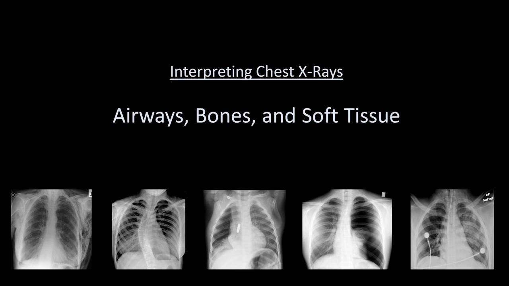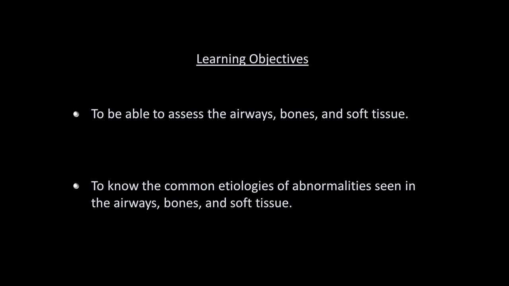This is the fourth video in this series on how to interpret a chest x-ray, and the topic is the airways, bones, and soft tissues. The learning objectives are to be able to assess those structures on x-ray and to know the common etiologies of abnormalities seen in them. Let's start with the airways.